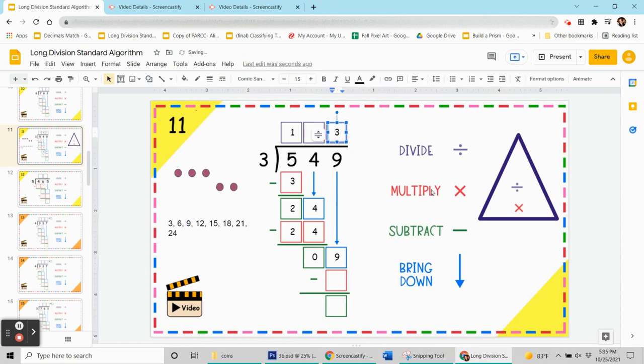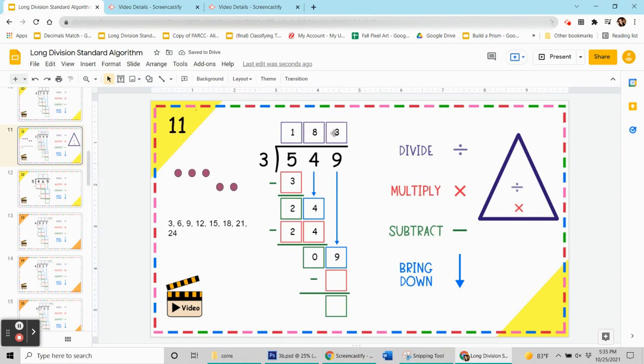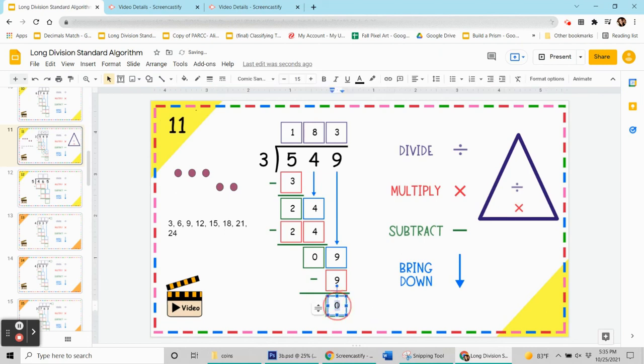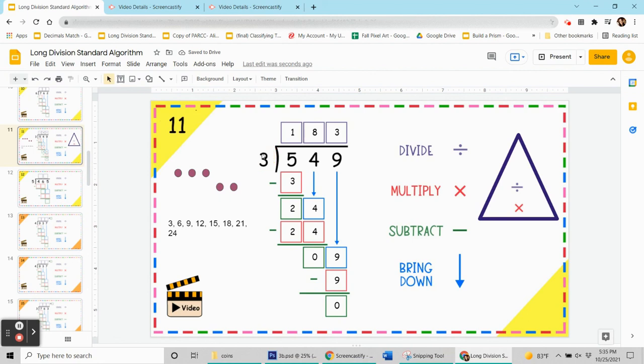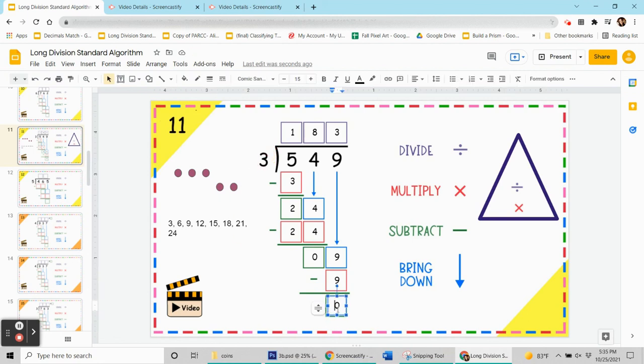Next step is to multiply. The last thing you touched with that same 3. 3 times 3 is 9. Last step, subtract, and we got a 0. You know that you're finished because you got a number that is smaller than 3, so there's nothing else you can do with it. You can't divide it up. You can't fit 3 into it anymore.